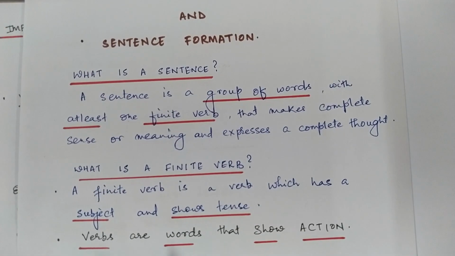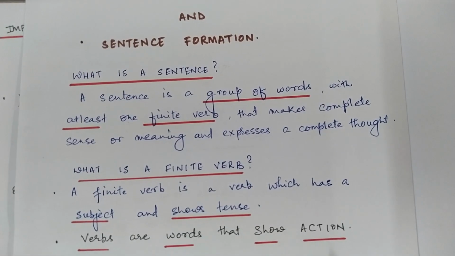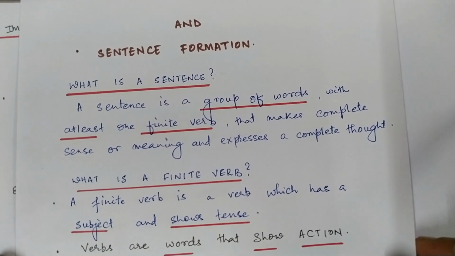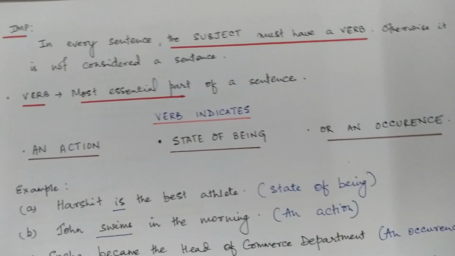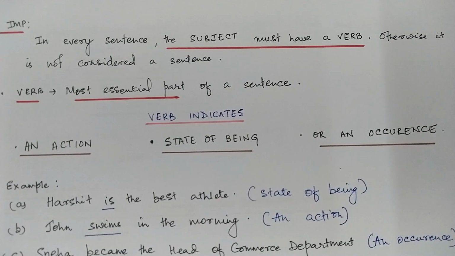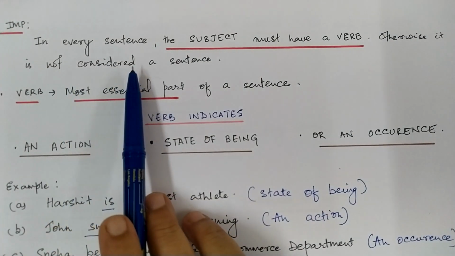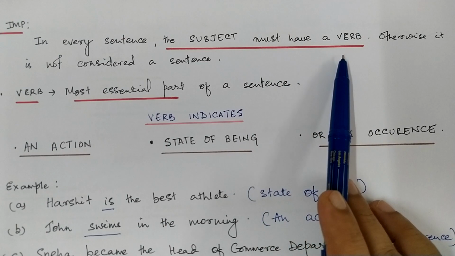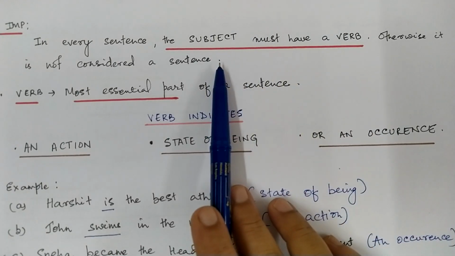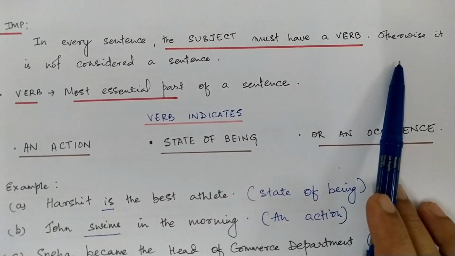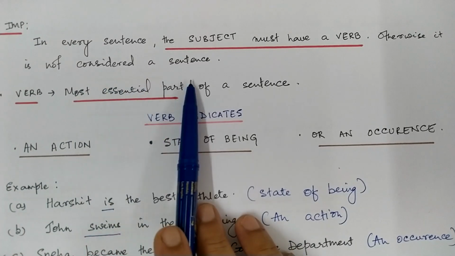Now verbs are words that show action. That means what is happening in the sentence is shown by verbs. Now children, one thing which is very important to note is that in every sentence the subject must have a verb. First thing is that every meaningful sentence should have a subject and that subject should have a verb. Otherwise it is not considered a sentence.